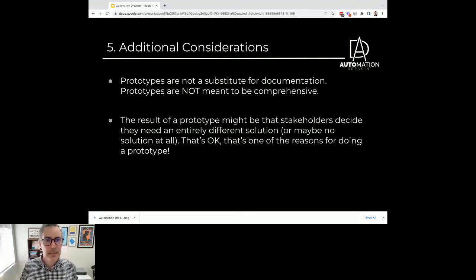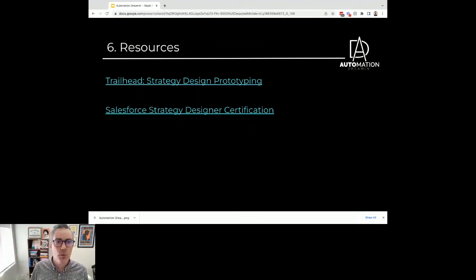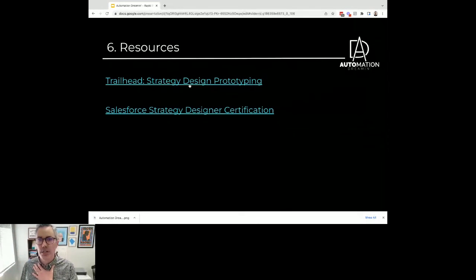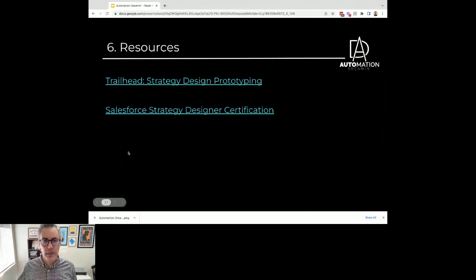So a couple resources if you want to learn more. On Trailhead, there is a fantastic trail called Strategy Design Prototyping. They go through some great examples there as well. And for folks who are interested in going even further, Salesforce Strategy Designer certification is great. There's tons of methods in there, not just prototyping, but a bunch of lean and design thinking methods that will help you in similar ways to prototyping.